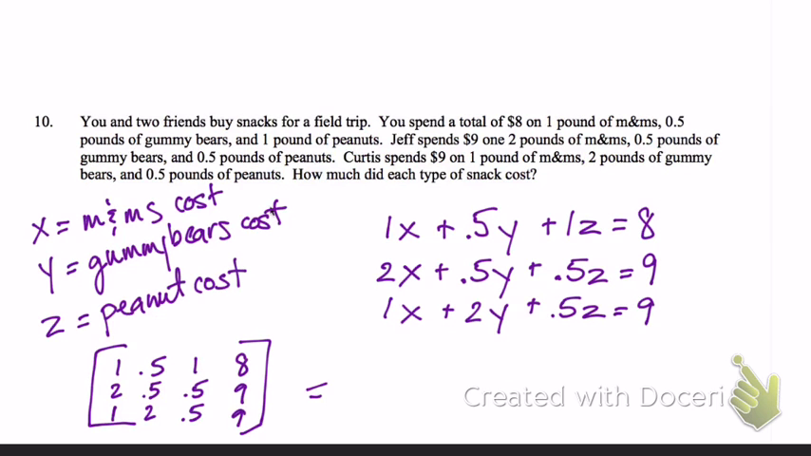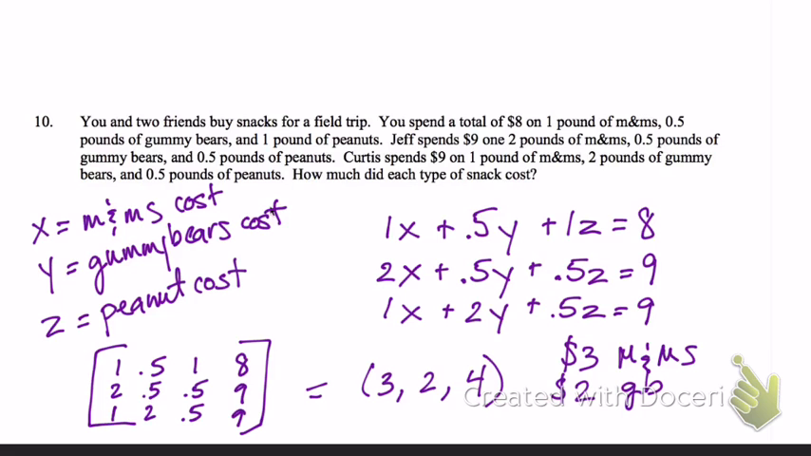Okay, so did we get the answer? What's the 3 numbers that you get for your answer? 3, 2, 4. So it is $3 for M&Ms. It's $2 for gummy bears. And then it is $4 for peanuts.